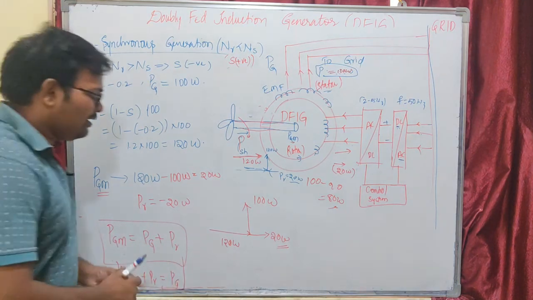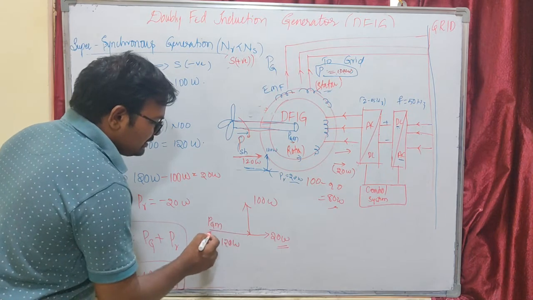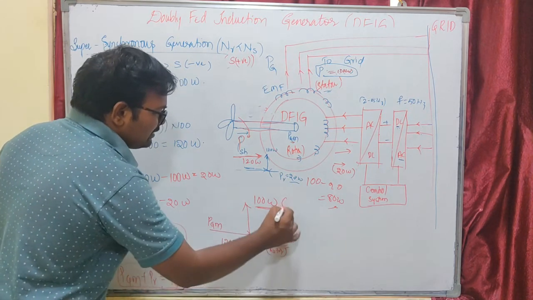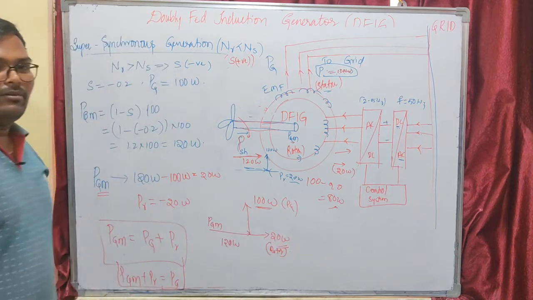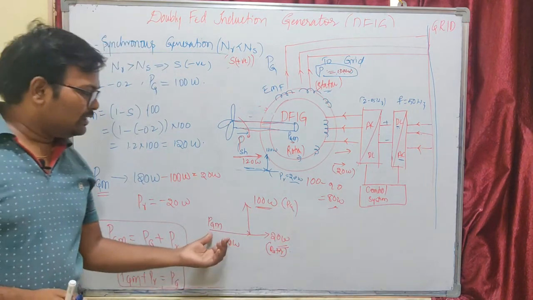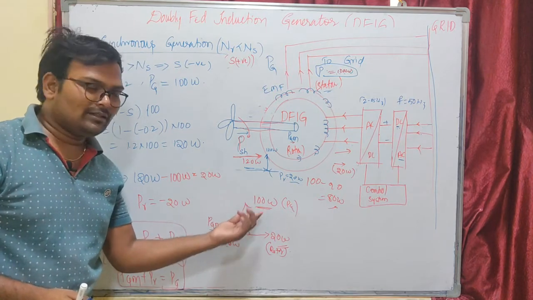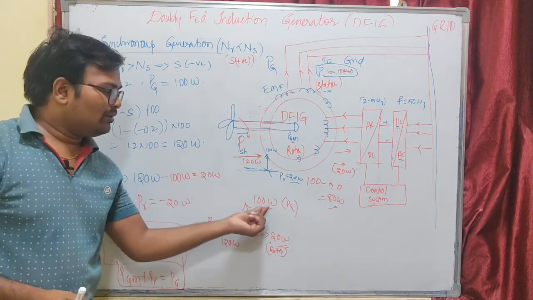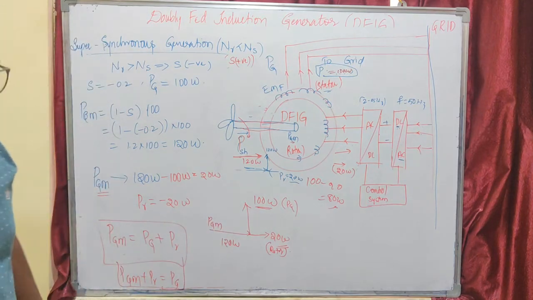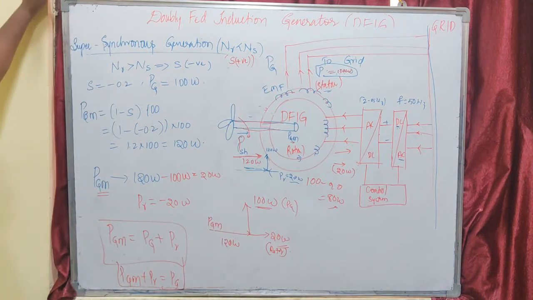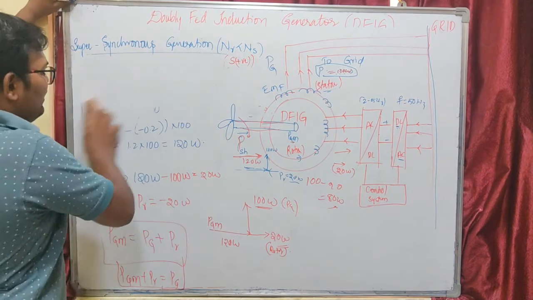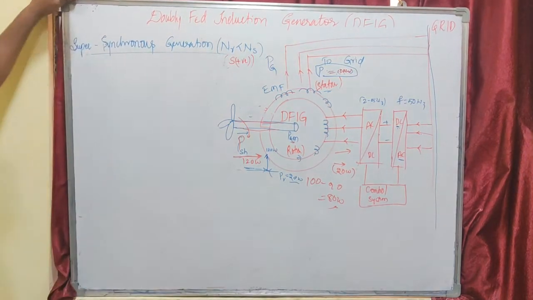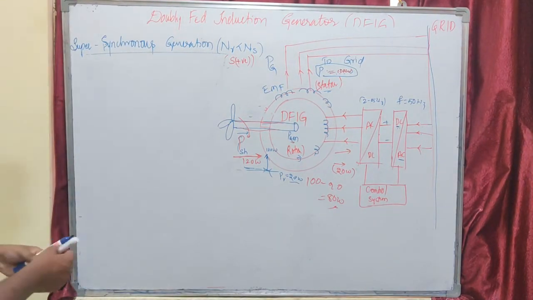Here our gross mechanical power output is supplying the stator and the rotor. This is our generated power and this is rotor power. In case of sub synchronous mode, these two are added to make 100 watts. In super synchronous mode, this is supplying 100 watts to the stator, and the rotor will also deliver some power to the grid. So that is the idea. Now let us try to draw one graph so that you can understand the things.